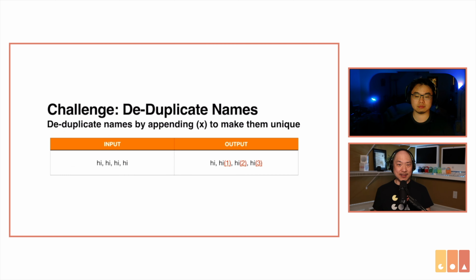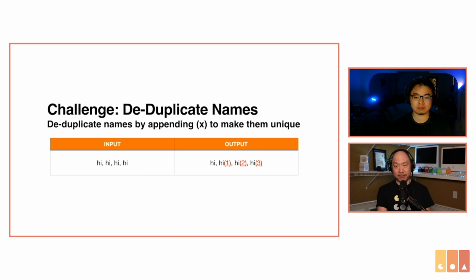Okay, this one is four highs. The first one is unique, so that goes out as is. The second one, we add a suffix, bracket 1. And then the third one, we add a suffix, bracket 2. And then the fourth one, a suffix, bracket 3.